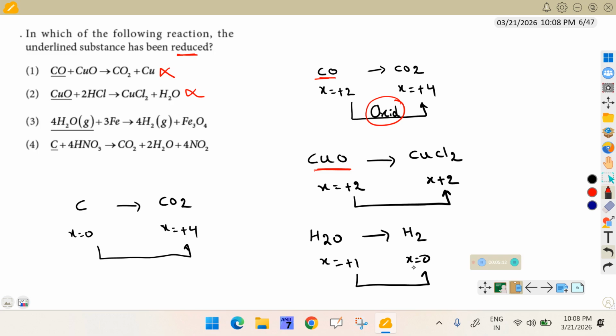Second option is also wrong. Third option, underlined substance is H2O. H2O is converted to H2. In H2O, hydrogen oxidation state is +1. In H2, hydrogen oxidation state is 0. +1 to 0: reduced. Correct option is the third option. Fourth option, carbon converted to CO2. Here also oxidation takes place.